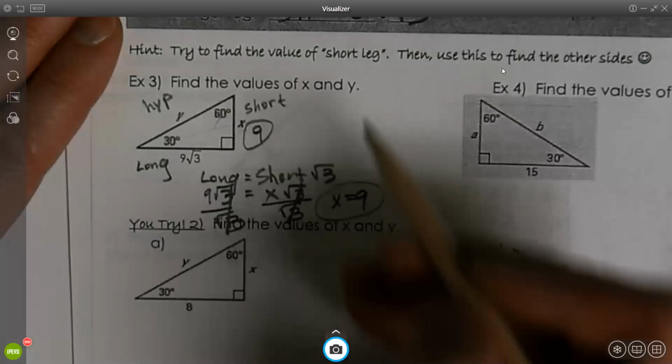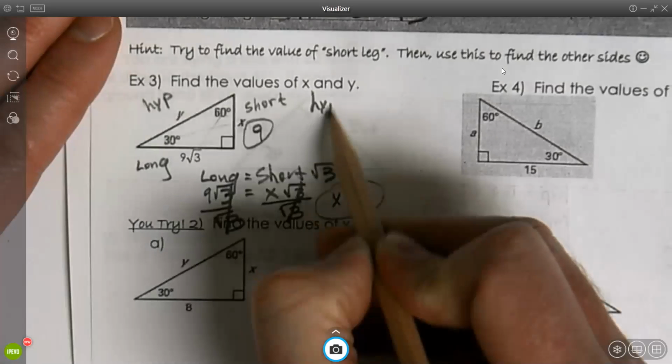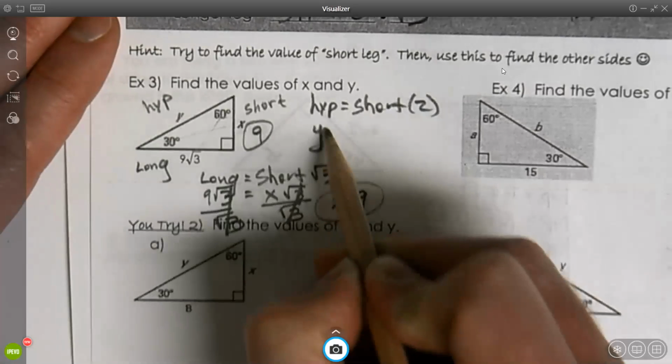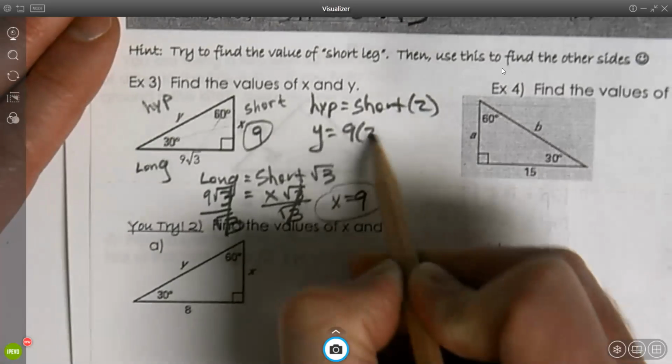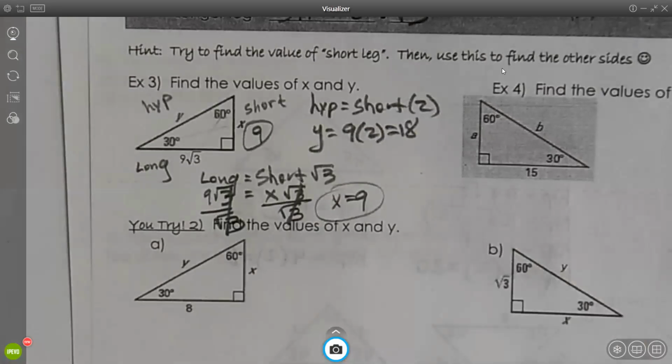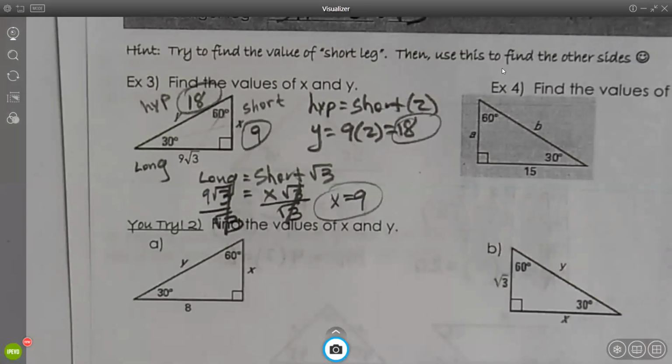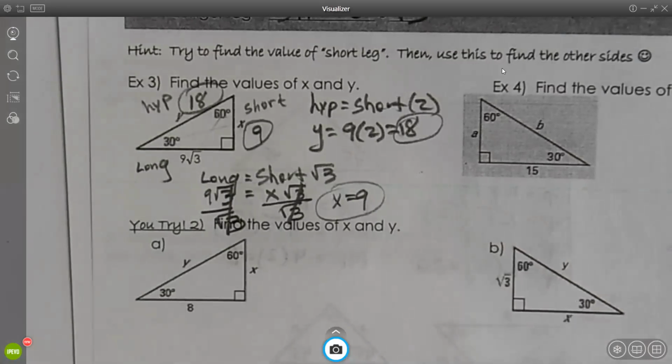And to calculate the hypotenuse, which is the short leg times 2, the hypotenuse is y, the short leg is 9 times 2, so you get 18. 9 times 2 is 18. And there you have solved, because you know all 3 angles and all 3 sides of the right triangle. You solved the right triangle.